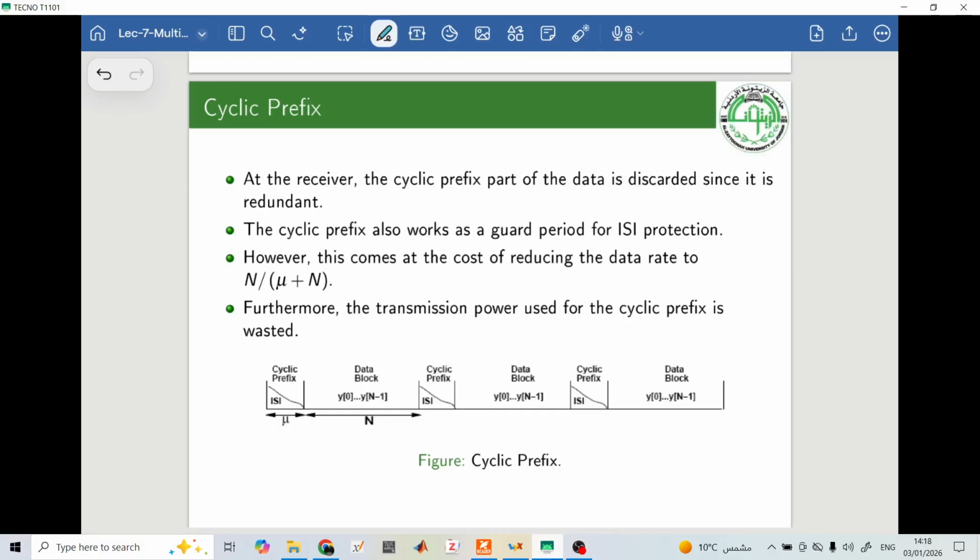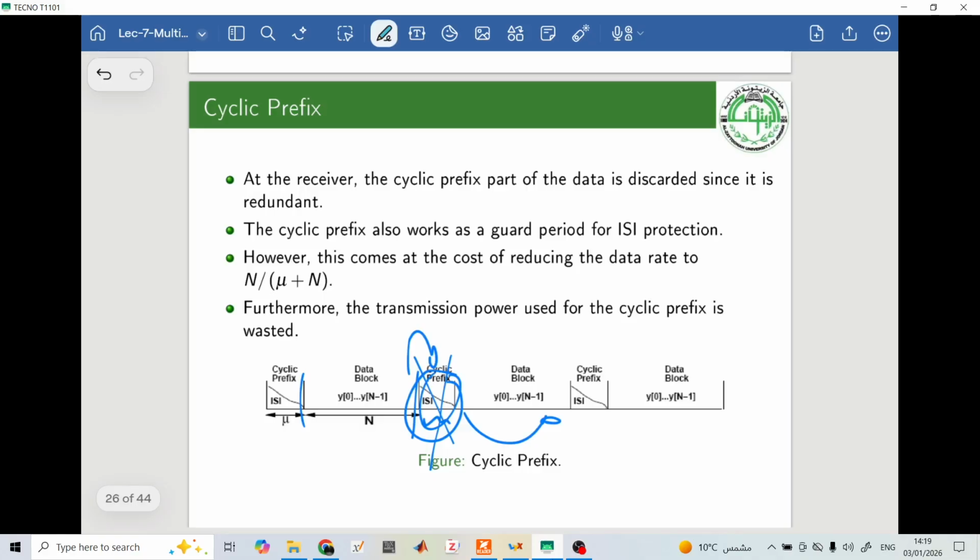What happens in the channel is that here you have your symbol, right? It will go through the channel, and it will get spread, so it will leak here. So it will destroy this part of the adjacent symbol, but this part is actually redundant information. This part is the same as this part here, so we don't care if this part gets affected or destroyed. We're just using it to perform circular convolution.